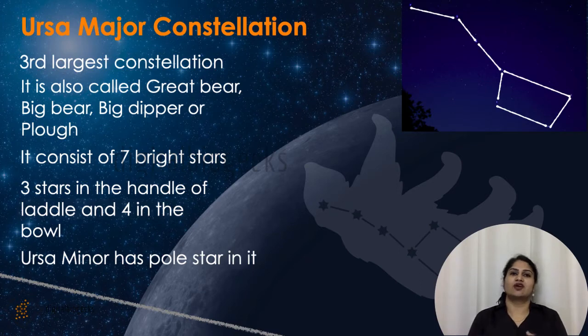There is another constellation near to this Ursa Major, which is known as the Ursa Minor constellation, which has the pole star in it. And this Ursa Major constellation appears to revolve around this pole star.